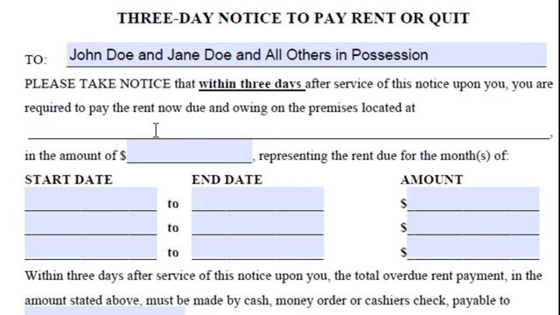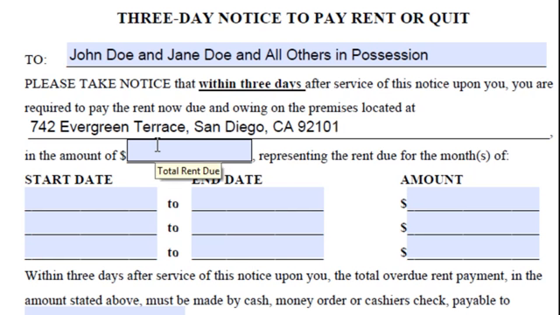Okay, now we need to put the address of the premises. Here we're going to use 742 Evergreen Terrace, San Diego, California, 92101. Pretty sure that address does not exist in California and is a made-up address. I truly hope that's the case because this is just for demonstration purposes, not supposed to be a real person's address.